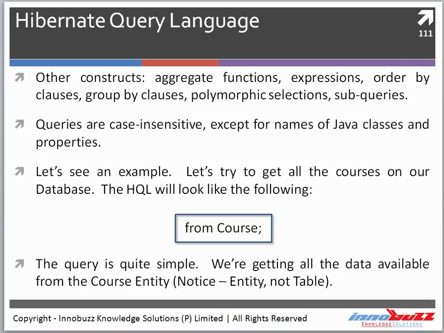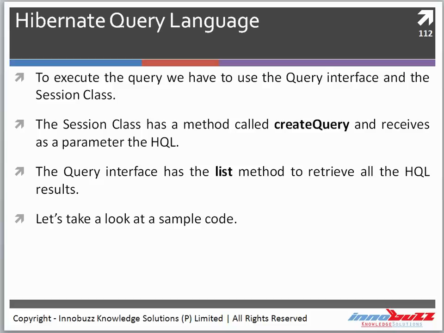Take a look at the example proposed. We're getting all the objects from the Course entity. In order to execute the query, we have to use the Query interface and the Session class. The Session class has a method called createQuery, which receives the HQL to be executed. Once the query is created, several methods can be called, for example, the list method.